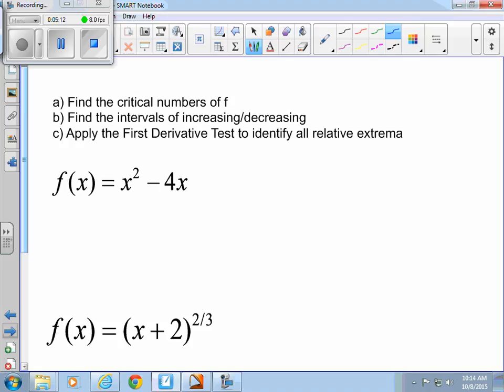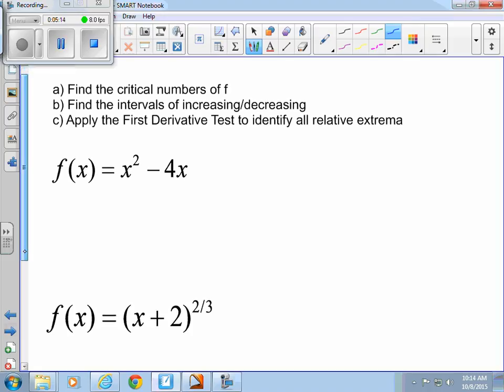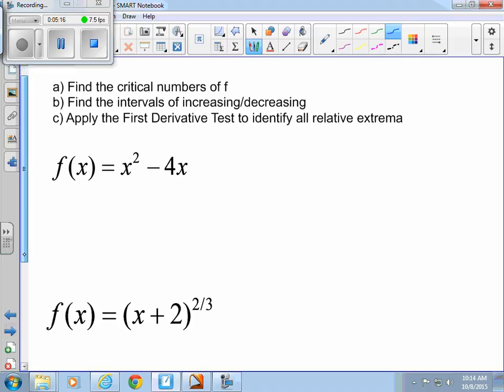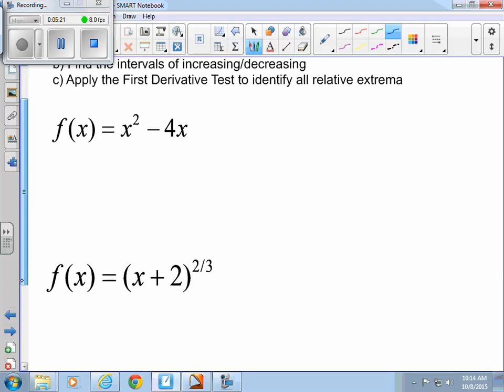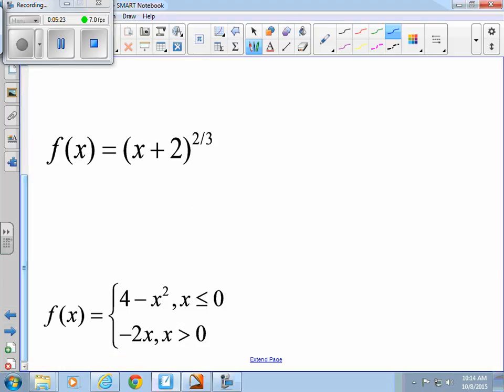Okay, critical numbers. I'm going to skip number 1. We're good. First derivative test to find extrema. I do want to do these two. Skip the first one. I think you could do fine. I want to do these two because they're a little yuckier.